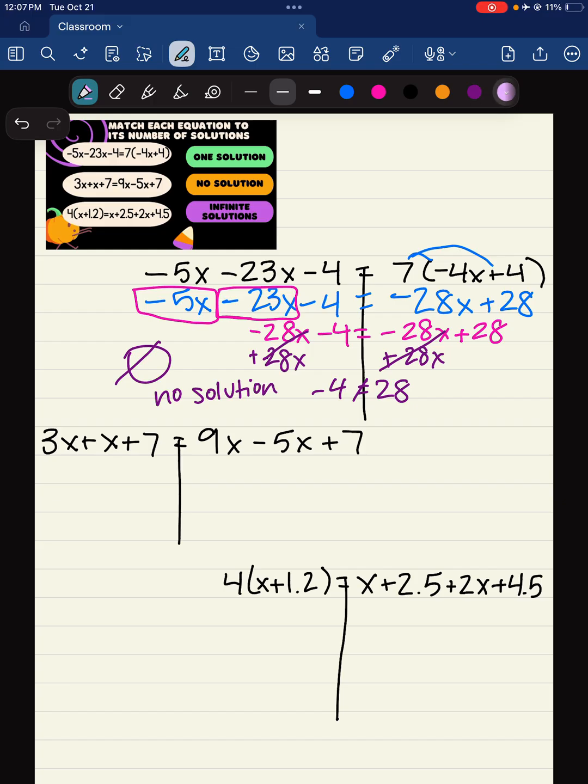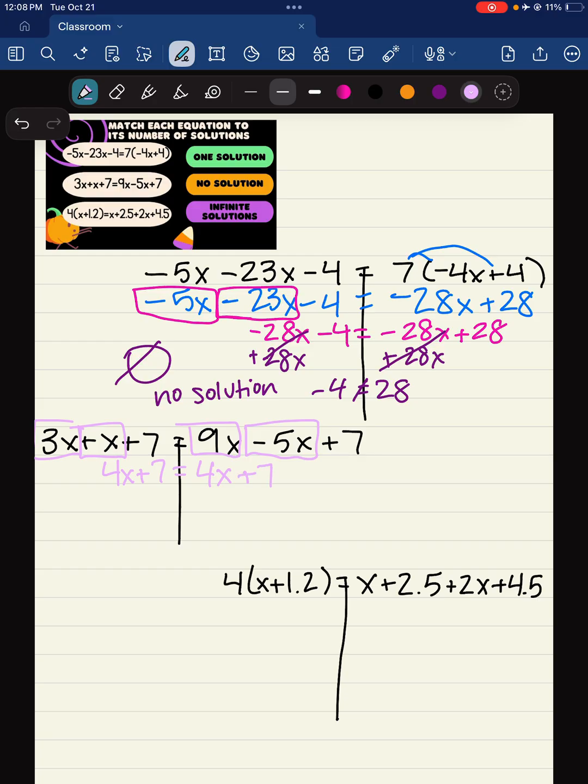All right, next. Let's see, we have 3x plus x plus 7 equals 9x minus 5x plus 7. So let's see, do I have parentheses? Nope, so we're just going to go ahead and combine like terms. So we're going to combine 3x with x. And what about on this side? Yep, we can combine 9x with negative 5x. So 3x plus x is 4x plus 7. And 9x minus 5x will give us 4x plus 7.